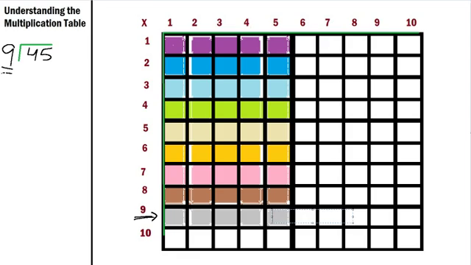and we separated them out into 9 different groups. And now we're looking at how many things are in each group. To figure that out, you can either count how many things are in each group, or you can look across at the top number and say, okay, 45 divided by 9 equals 5.